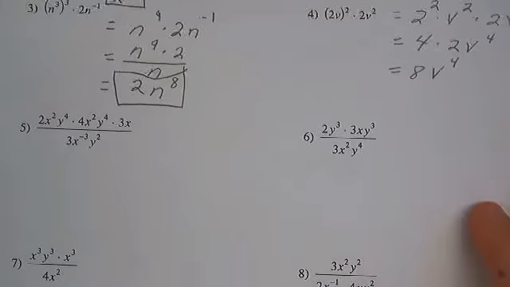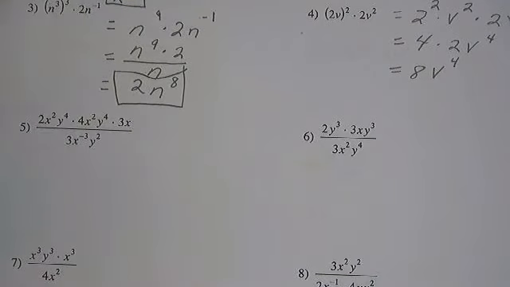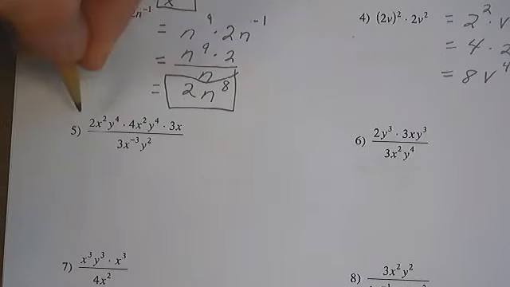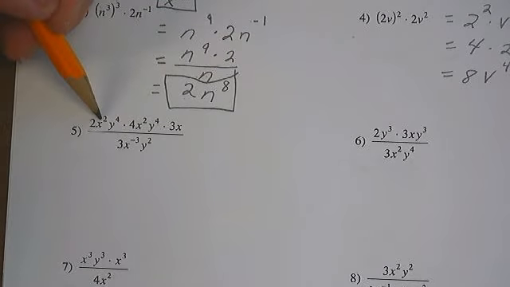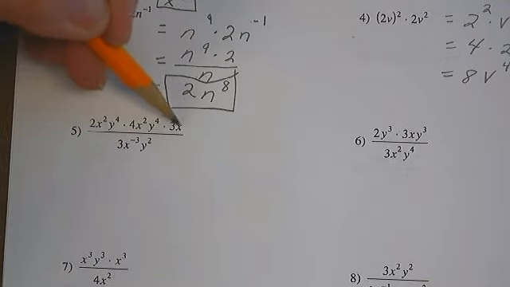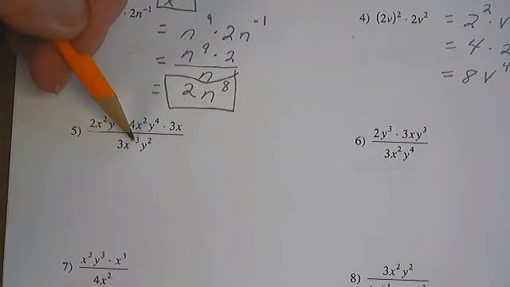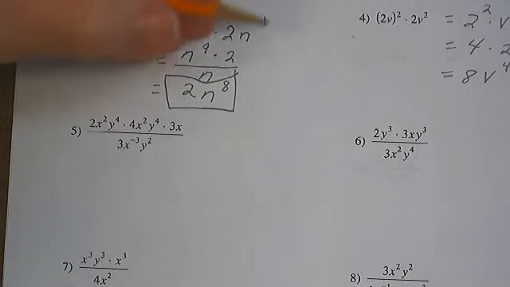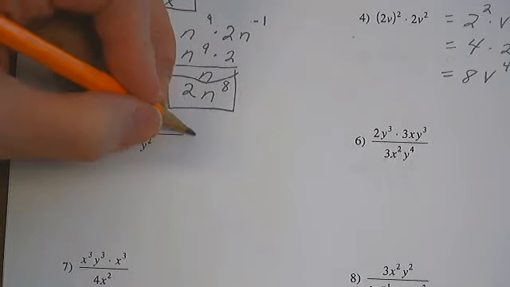Algebra 1 homework, problems 5, 6, 7, and 8. Here we go. We have 2x squared y to the 4th times 4x squared y to the 4th times 3x over 3x to the negative 3rd power times y squared. Let's rewrite this puppy.